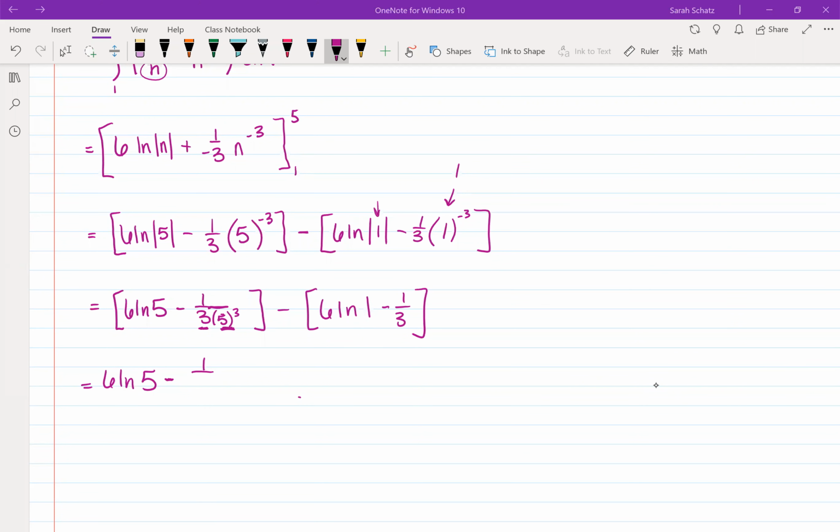So I was doing the 3 times 5 cubed on the bottom. So that's 3 times 125. It ends up being 375. So this is what I have in this bracket.